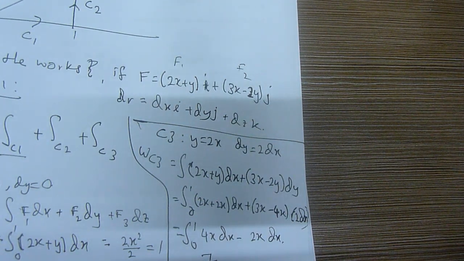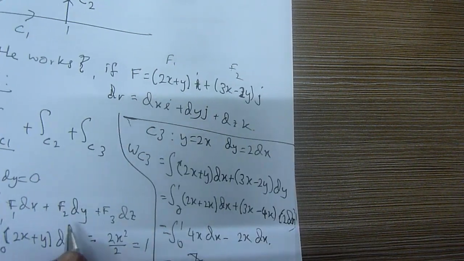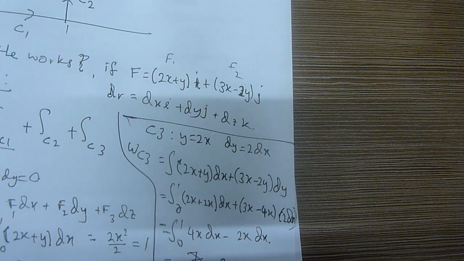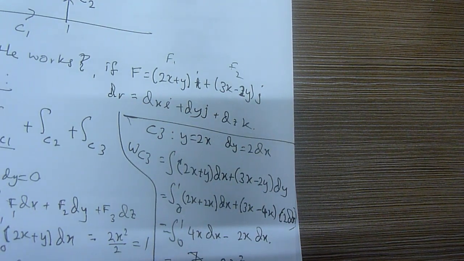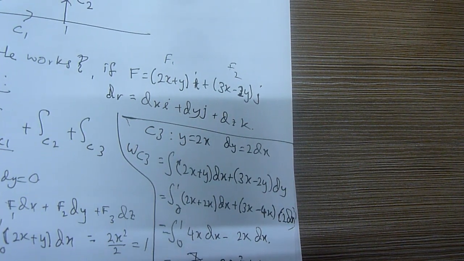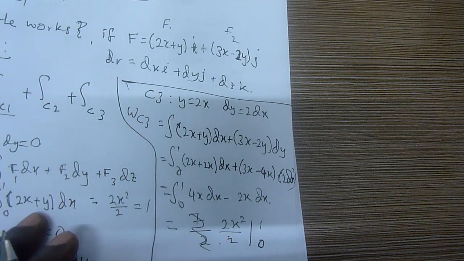You try to solve this part again. Let me solve this anyway. This is 2x here, 2x, 2 to 2. I made a mistake here, something seems wrong.